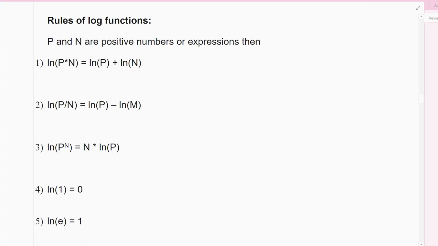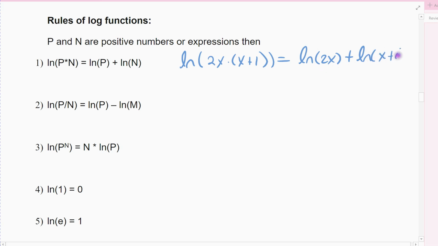All right, so remember, and hopefully you've seen these somewhere before, if I've got p times n, I can split that into the natural log of p plus the natural log of n. So if I've got something like the natural log of 2x times x plus 1, I can rewrite that as the natural log of 2x plus the natural log of x plus 1, which actually, the derivative is a lot easier in the second expression than the first expression.